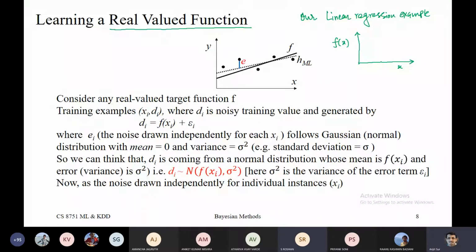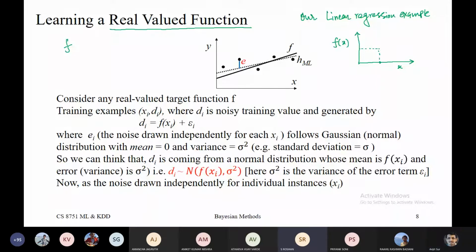So here, at any point, we can get this function. That's why it's a real valued function. Consider a real valued function, the target function f. The target function f is basically the f we are trying to estimate. That is what you should understand. It's not predicted. This is the actual function.